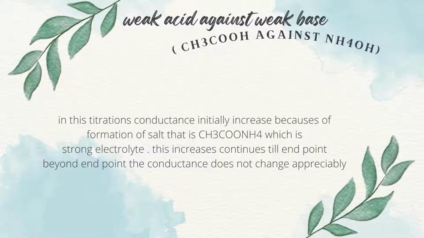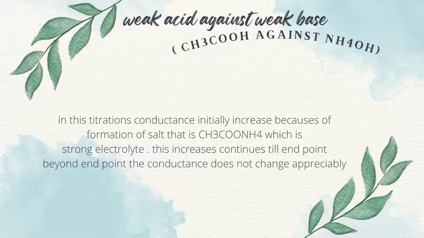Example number 4, weak acid against weak base, CH3COOH against NH4OH. It means acetic acid against ammonia. In this titration, conductance initially increases because of formation of salt, that is CH3COONH4, ammonium ethanoate, which is a strong electrolyte. This increase continues till the endpoint. Beyond the endpoint, the conductance does not change appreciably.